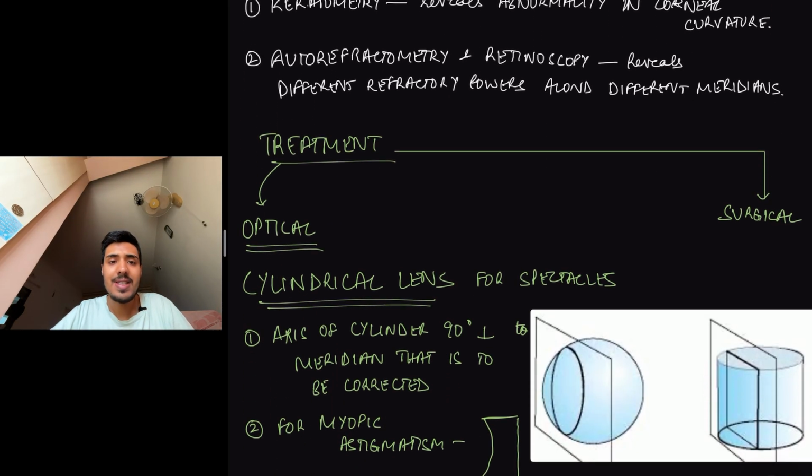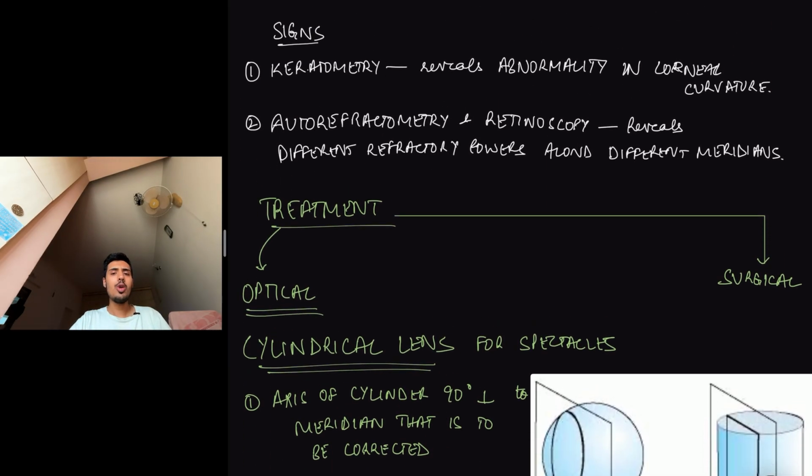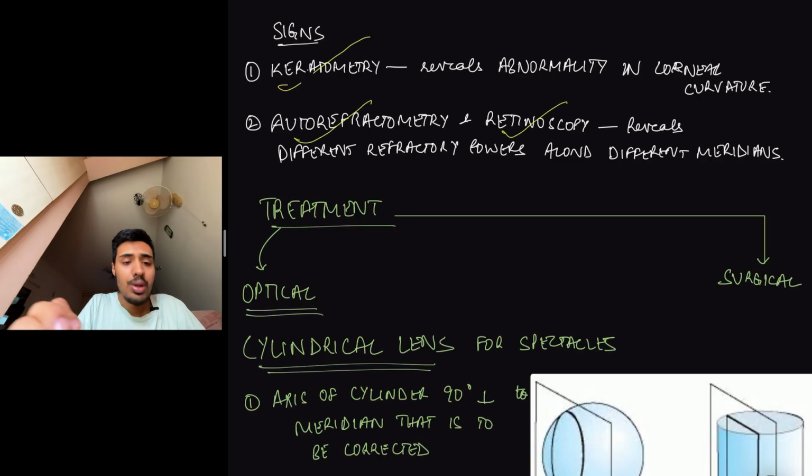And coming to the signs, simple. Keratometry. When you do keratometry, you can see that corneal curvature differs from one meridian to another. And when you do autorefractometry and retinoscopy, you can see that the refractory power differs from one meridian to another. Simple, both are correlated. One curvature you will see through keratometry, power you will see through autorefractometry.